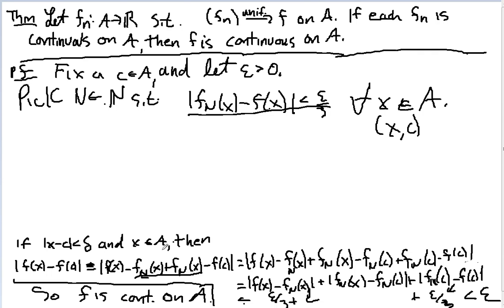And to do that, we add 0 twice basically, so we get f(x) minus f_n(x) plus f_n(x) minus f_n(c) plus f_n(c) minus f(c). Now, I used uniform continuity right here. In fact, maybe I'll write it down. We can do this.